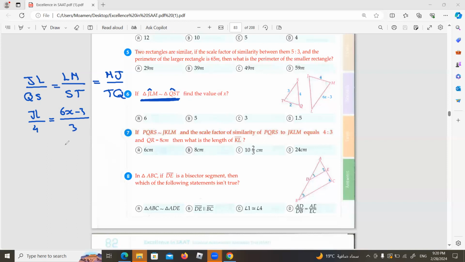Still, to finish this problem, you must have a completed ratio. The first is not complete, and the second is not complete. I'm going to the third, which must be complete. MJ is 4. What about TQ? TQ is 2. Oh, this is a completed one.